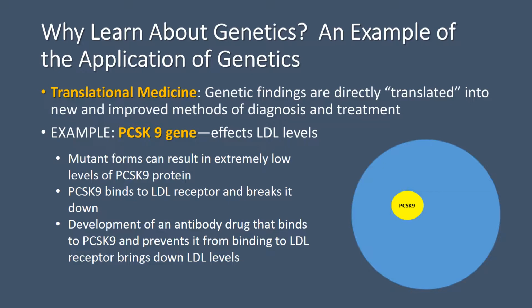With this knowledge that we've gained about this protein, we've been able to develop antibodies that bind to the protein and prevent it from binding to the LDL receptor. That creates a surplus of receptors so that more LDL can be brought into the cells from the blood, lowering the blood cholesterol level. So this is a really good example of how we can use the information we've gleaned from genetic studies and learning about the function of our genes to treat disease.